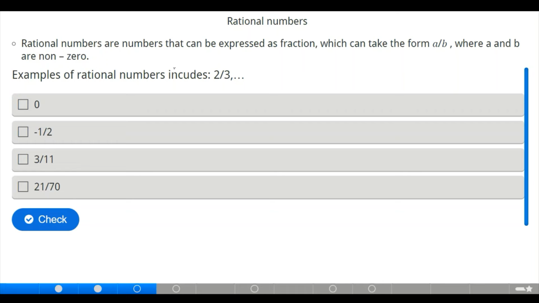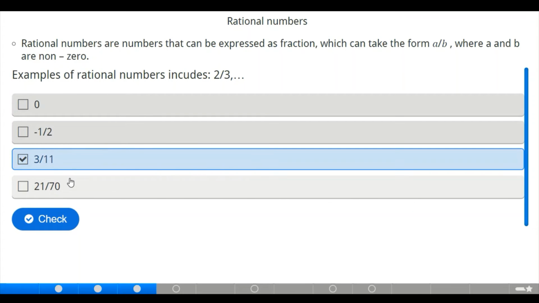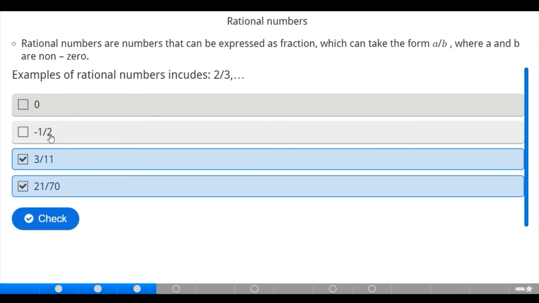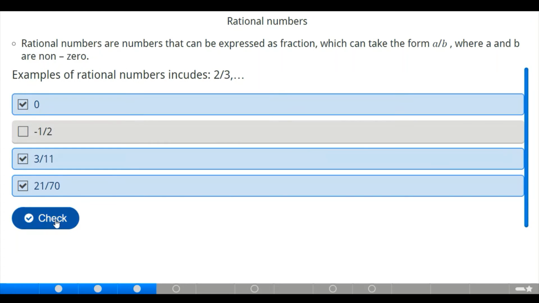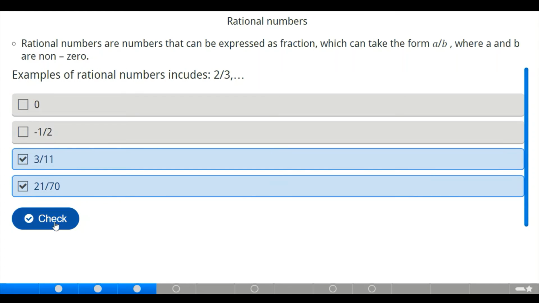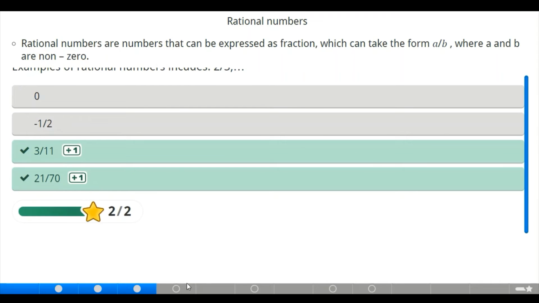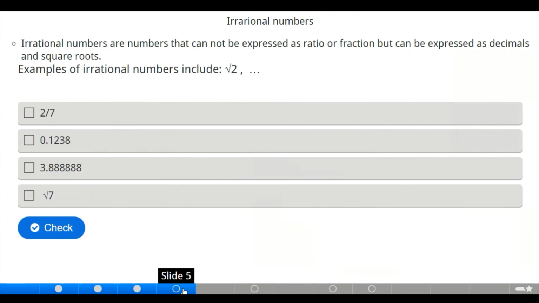So examples of rational numbers are 2 over 3. Since they can be expressed as fractions, then we have 2 over 3, then we have 3 over 11 and 21 over 70. Minus 1 over 2 is not a rational number because it cannot take a negative form of fraction, and 0 is not a rational number. So let's check what we have. Okay, yes.